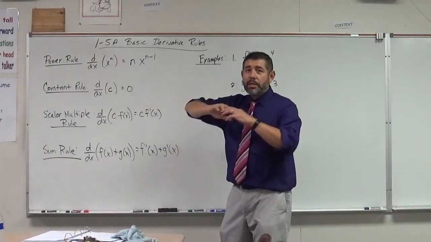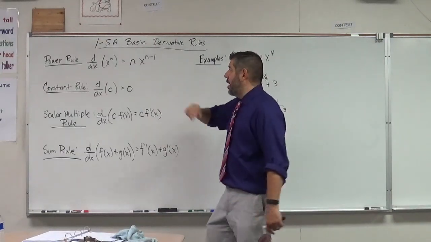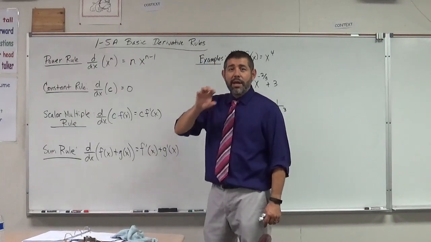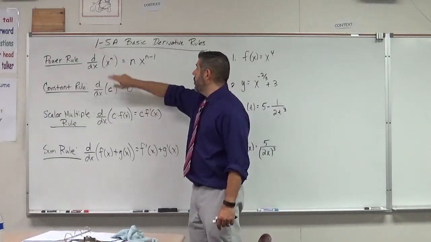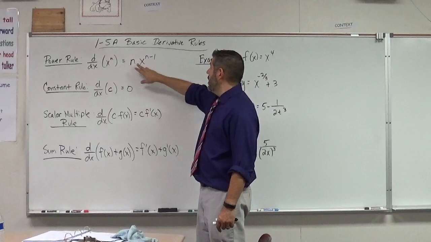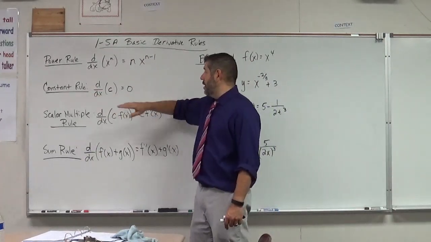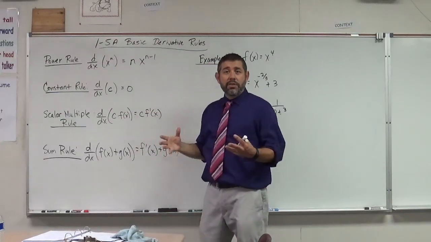We have what's called the power rule. The power rule basically says if you want to take the derivative of anything that has an exponent and a variable, a number exponent, all we would do is put that in the front and subtract our power by 1. We have the constant rule. The derivative of any constant is 0.